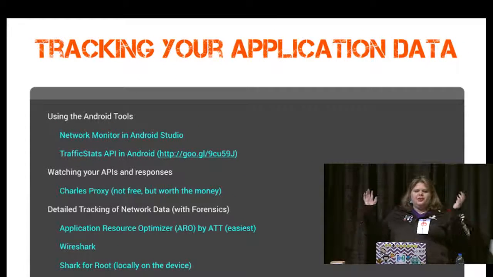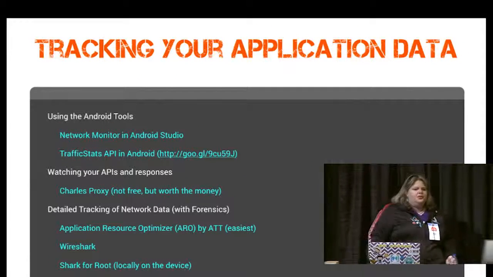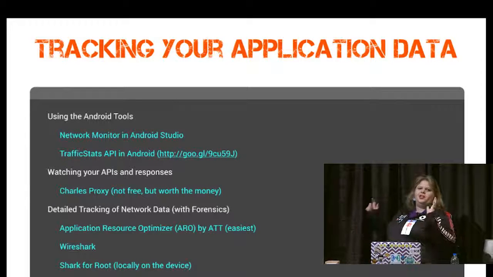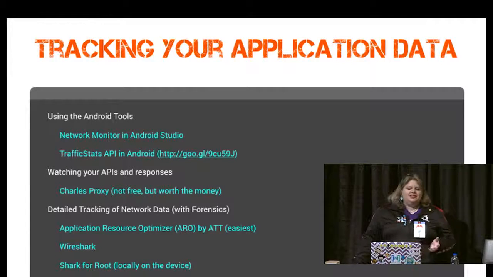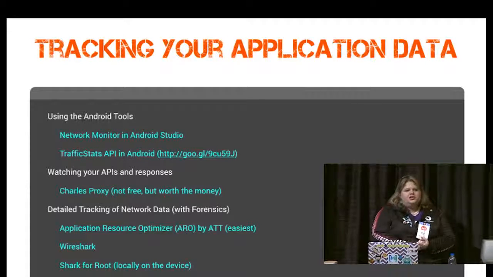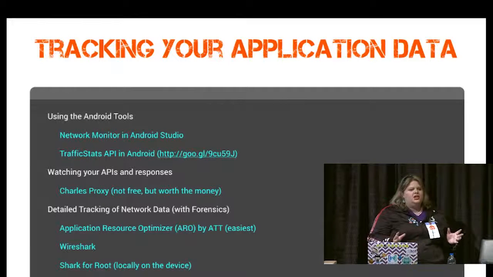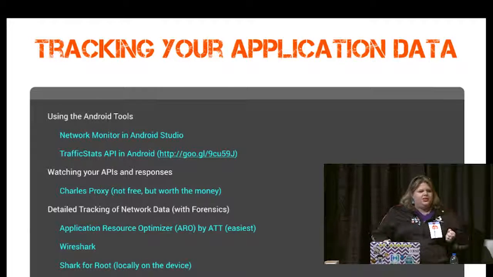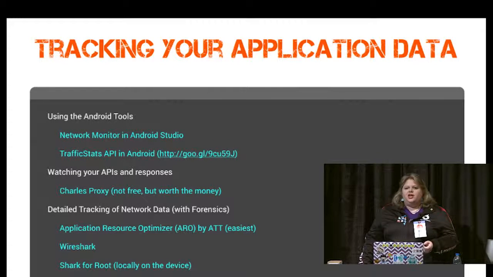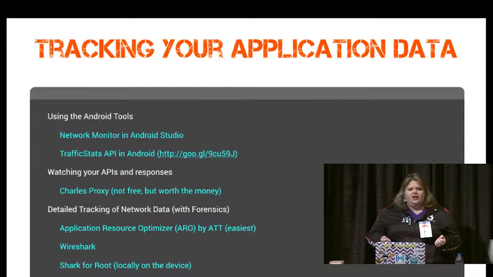So how do you track your application data? You can use the Android tools, which Google has been really great about giving you instructions on, but there's more stuff out there. If you're watching your APIs and responses, I strongly suggest that you use something called Charles Proxy. It's not free, but it's worth it, especially if you need to check: are you sending the correct API data and are you getting the right return data? Is your stuff formatted like it's supposed to be, or is it kind of jumbled?